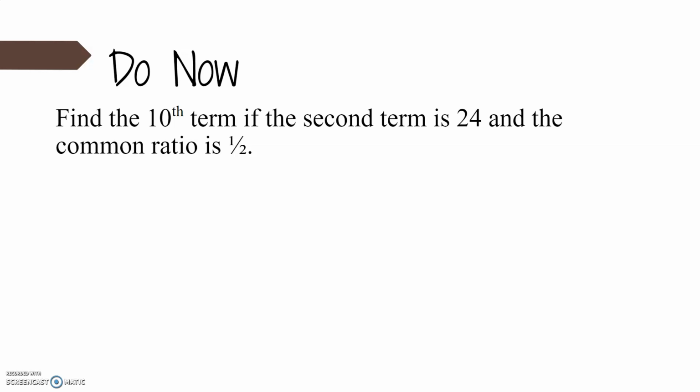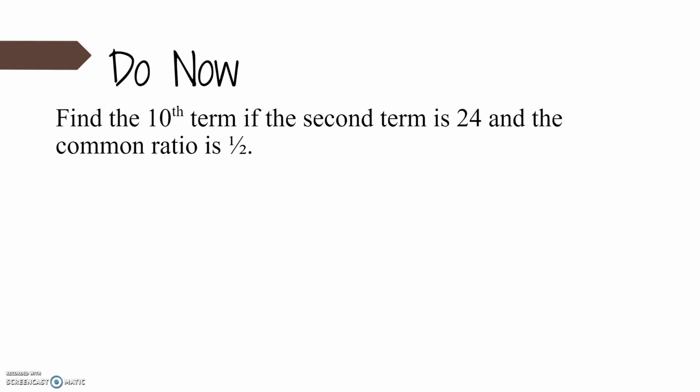So a geometric sequence is one that has something called a common ratio. The task here is I want the 10th term of the sequence, if we know the second term is 24, and we know the common ratio is 1/2. Well, the common ratio is simply something that is multiplied every single time to produce the next term.